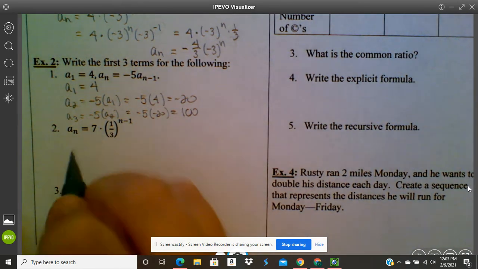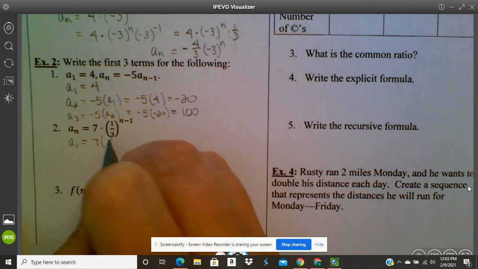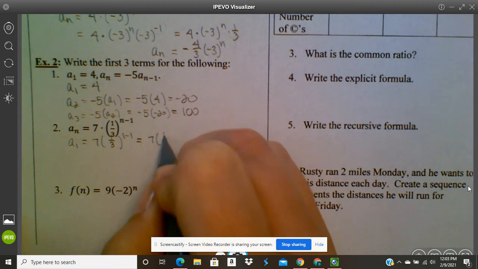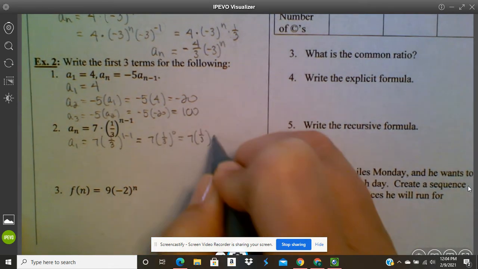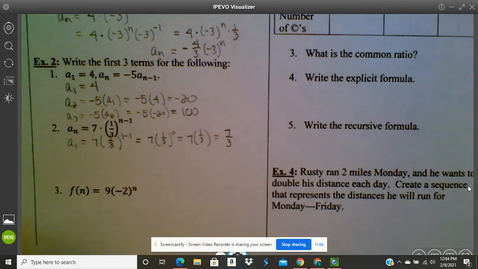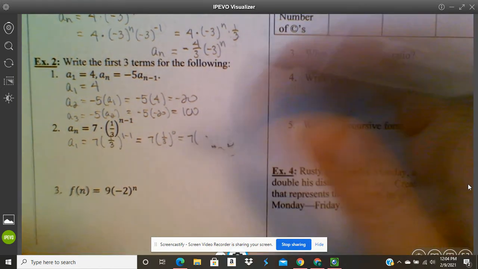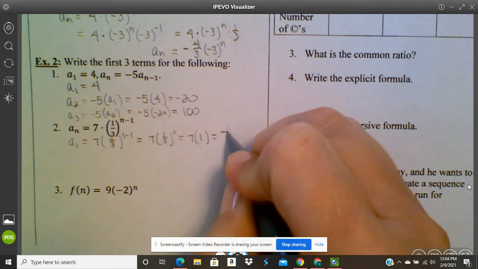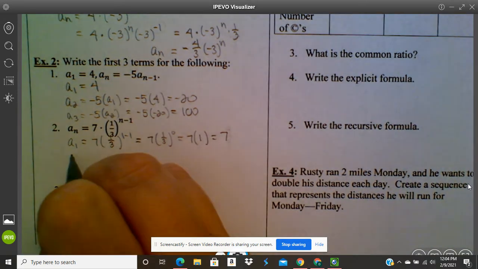Now for the explicit formula. To find my first term, I'm going to take 7 times 1/3 to the 1 minus 1. Well, that's 7 times 1/3 to the 0, which is 7 times 1/3, or, so, whoa there, Denise, what are you doing? My bad. What's 1/3 to the 0 power? 1. And then 7 times 1 is 7. Oh, forgive me, please, for that mistake.